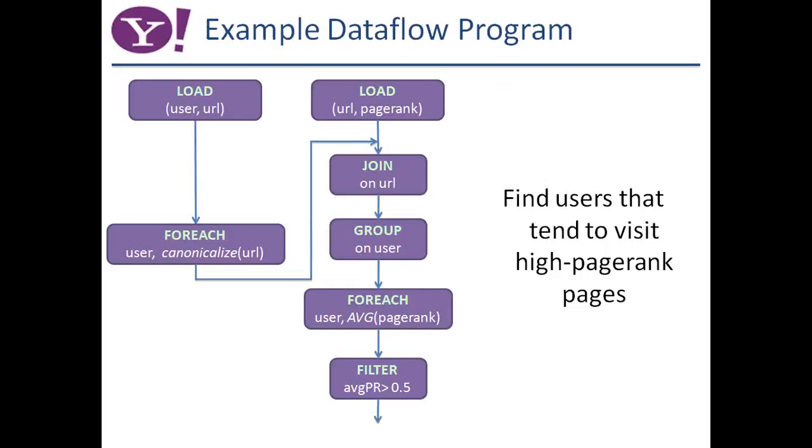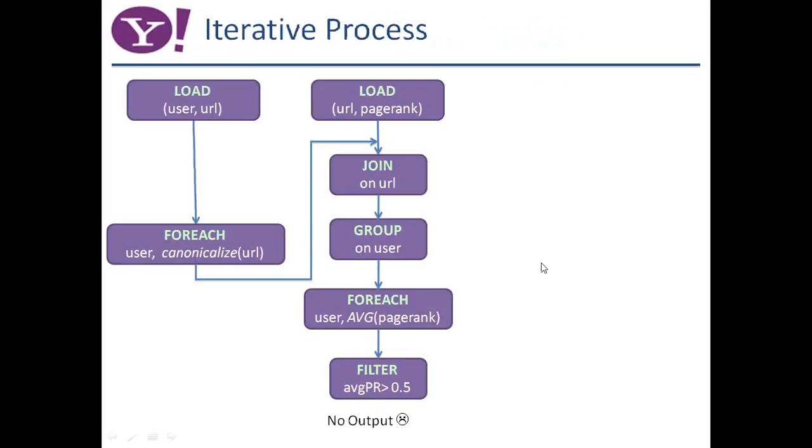Then load URL, program generation for each of these things, and for each user average page rank. Find users who tend to visit the higher page rank pages, no output.